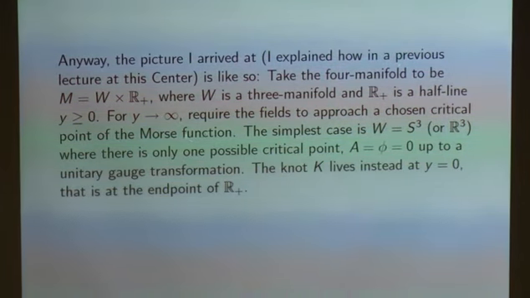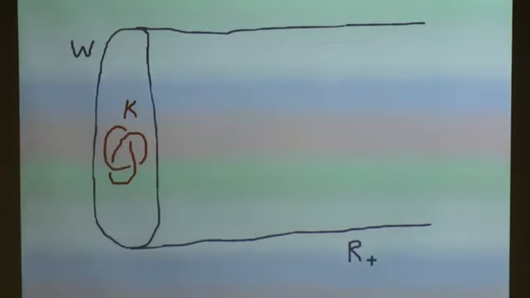The critical point is defined at infinity, but instead we place the knot at y equals 0. That is at the end point of R plus. So R plus has both a finite endpoint and an infinite end. We pick the Morse function at the infinite end, but we put the knot at the finite end. So the picture is like this. Here's W. Here's the half line R plus. Way over there, we picked our boundary condition, which had to do with the critical point. But the knot lives in the boundary.